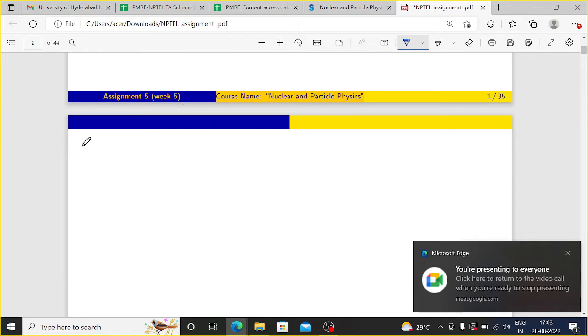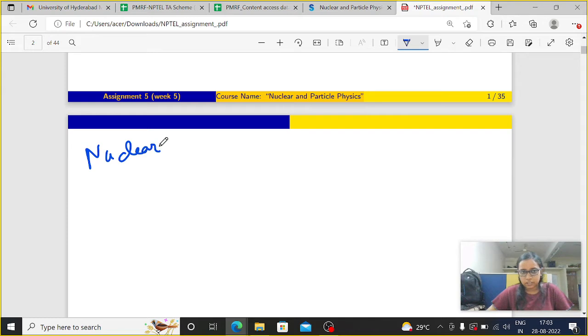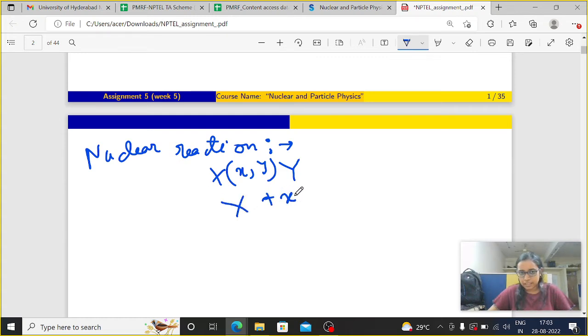So, nuclear reaction. If I write it in one line, it will be like that: X, x, y, Y. So this will be a nuclear reaction expression. But what does it mean? It means that X plus x going to y plus Y. This is the nuclear reaction expression. So what do capital X, small x, small y, and capital Y represent?